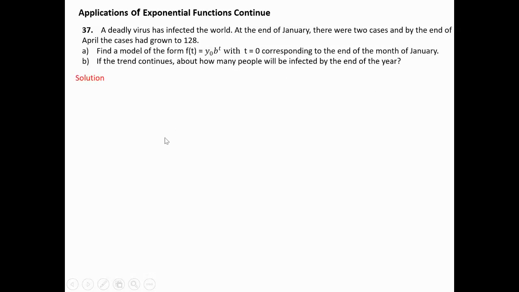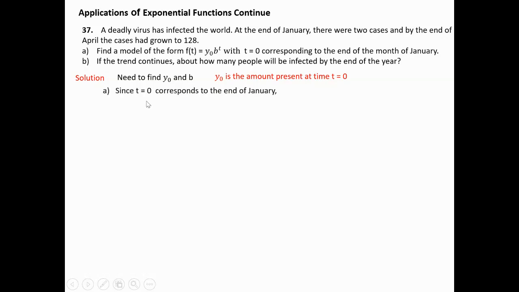Okay, so solution. I need to find y naught and b for the formula, and that's it. Now y naught is the amount present at time equals 0. So before we begin, when the 2 cases barely arose, no time has passed because we started when there were 2 cases. Since t equals 0 corresponds to the end of January, there were 2 cases. So y naught equals 2. When we began, there were 2 cases. So my y naught equals 2.